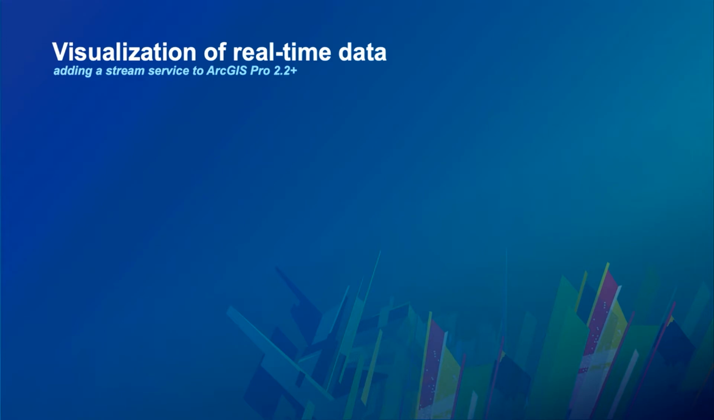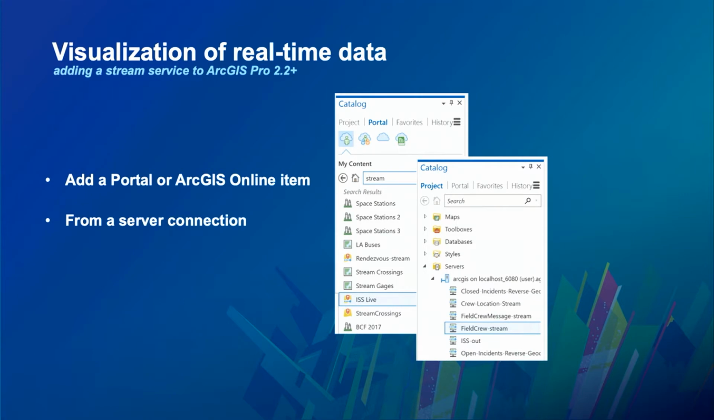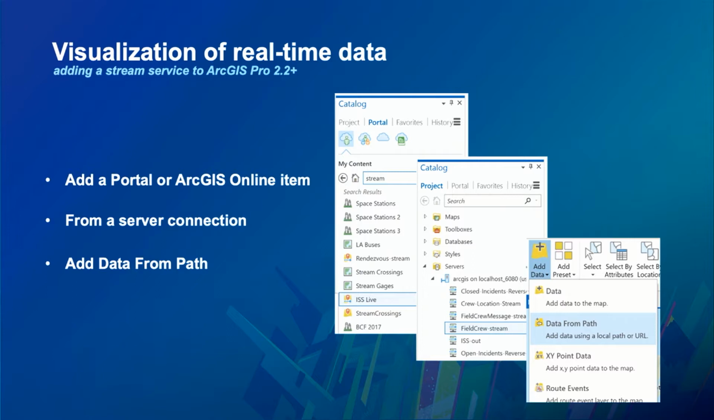However, if you're using Pro 2.2 or newer, there's additional support for stream layers. You can come in and you can add these stream layers into a new Pro map, I apologize, a new Pro map. And you can pull this in either as a new portal or ArcGIS Online item. You can find your stream layer from a stream connection, server connection, or you can add that data from a path.